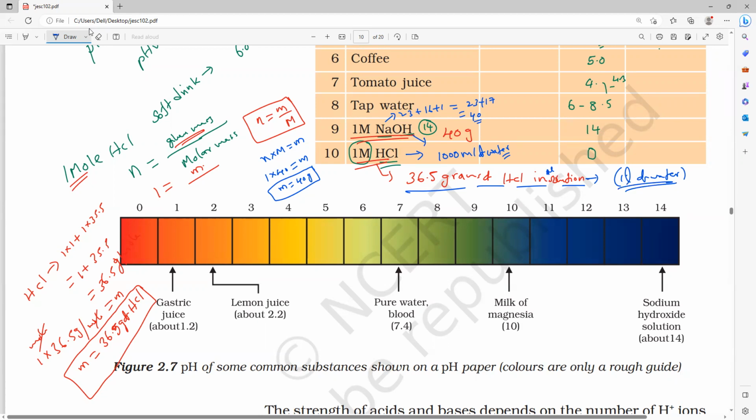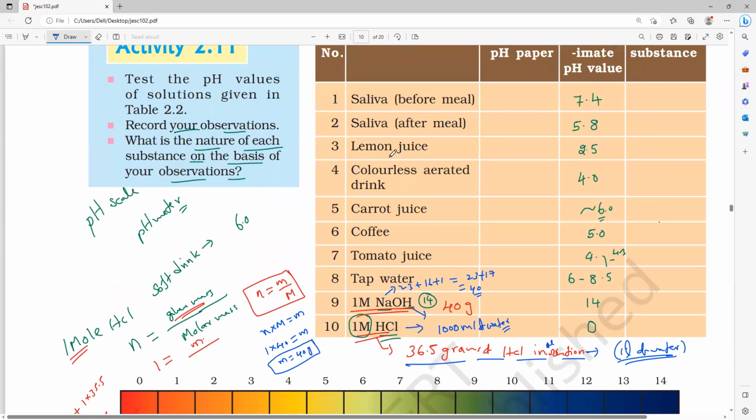And even NaOH also. So what is the nature? Write it, everyone. Acidic, or basic, everything. So first one.